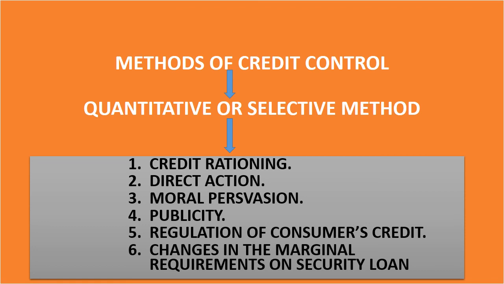The last one, that is sixth, is changes in the marginal requirements on security loans. This system is mostly followed in the USA. Under this system, the Board of Governors of the Federal Reserve System has been given the power to prescribe margin requirements for the purpose of preventing an excessive use of credit for stock exchange speculation. This system is specially intended to help the central bank in controlling the volume of credit used for speculation in securities under the Securities Exchange Act 1934.